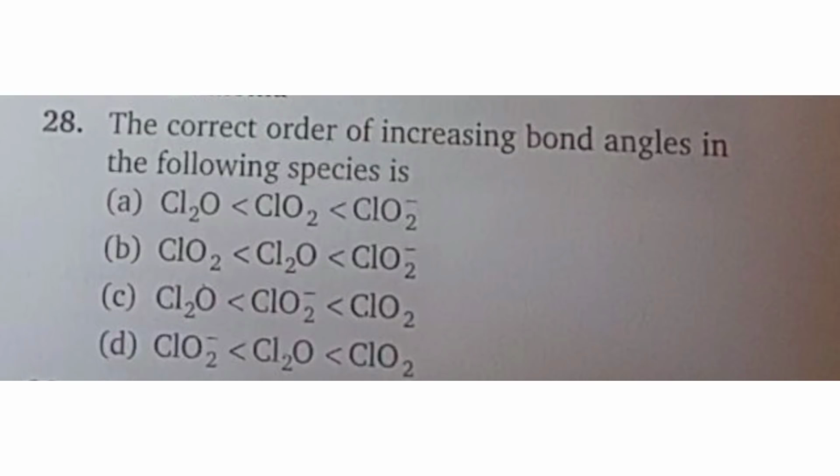The next one: the correct order of increasing bond angle in the following species is. And the right one is option C, that is Cl2O is less than ClO2 minus, which is less than ClO2. So the right one is option C.